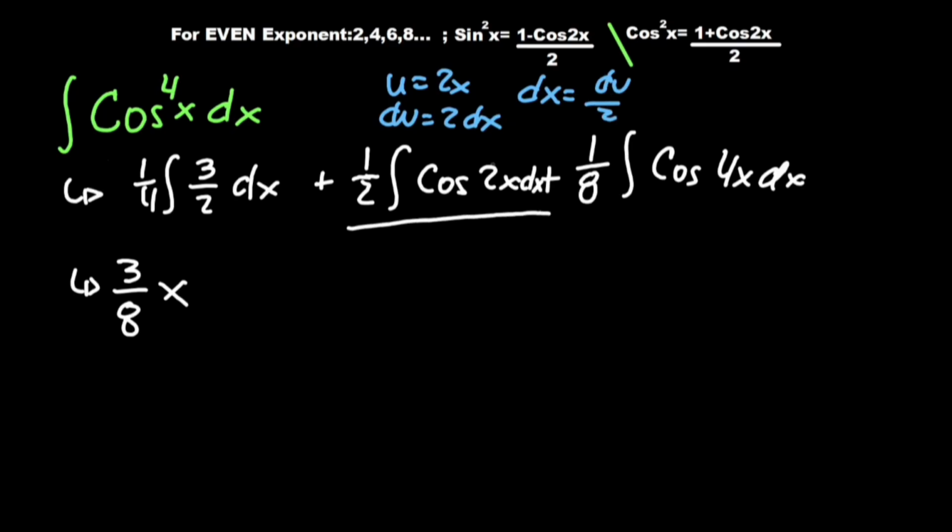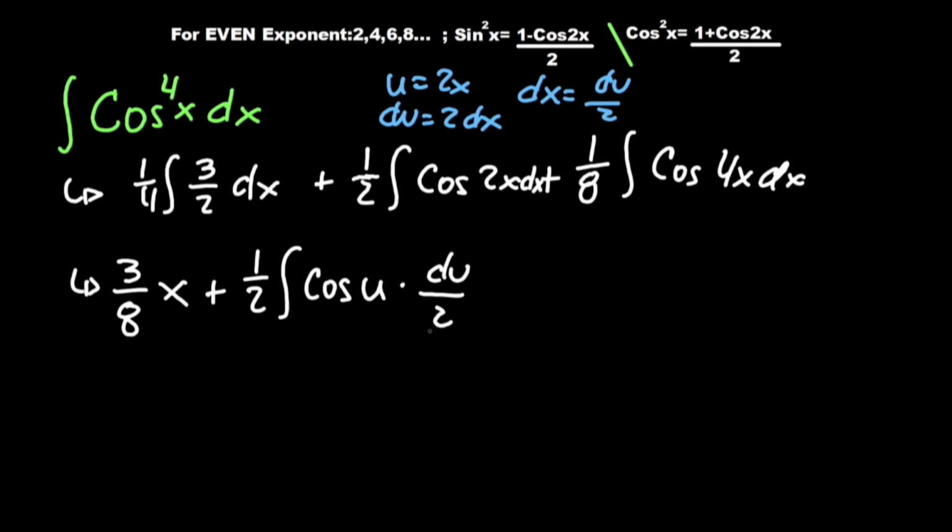Substituting this into this integral, we would have 1/2 integral of cosine of u, and dx right here would be equal to du over 2. So putting outside that 2, this would become 1/4 cosine of u du. Now we can focus on this last part.